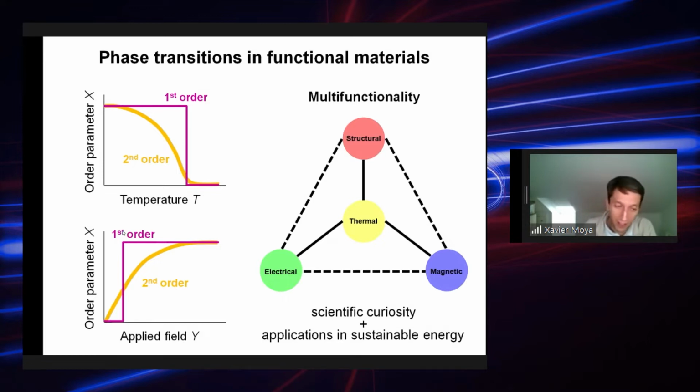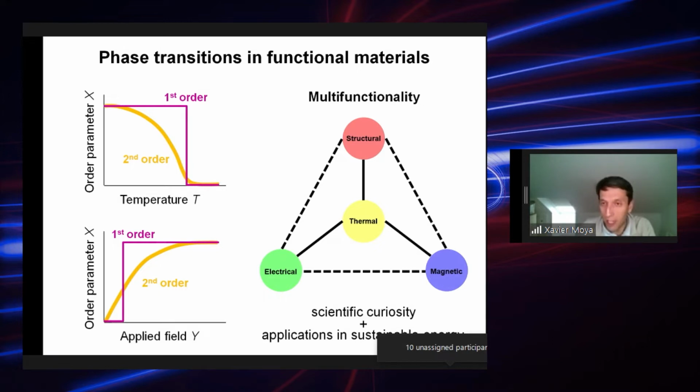And the nice thing is that if the transition is first order, then by applying a relatively small field, you can change the material from having a zero or very small order parameter to a very high order parameter. And this is where you can start thinking about making sensors, actuators, or other types of devices.